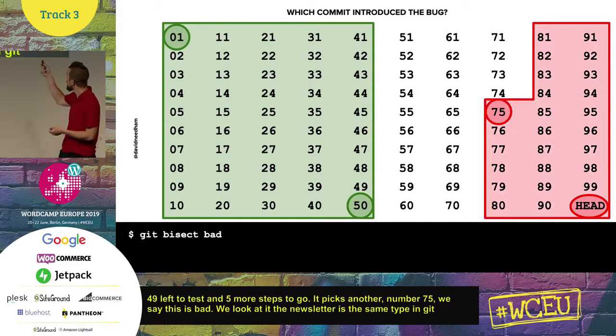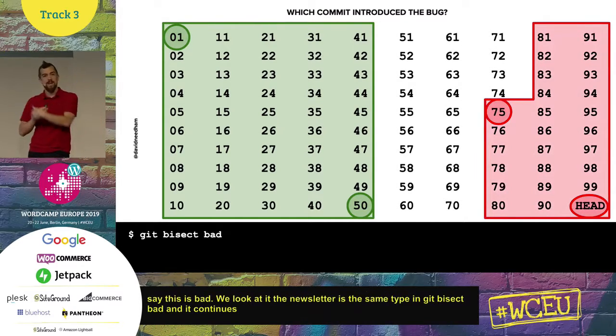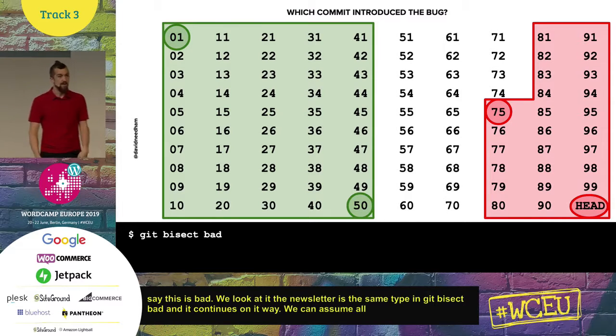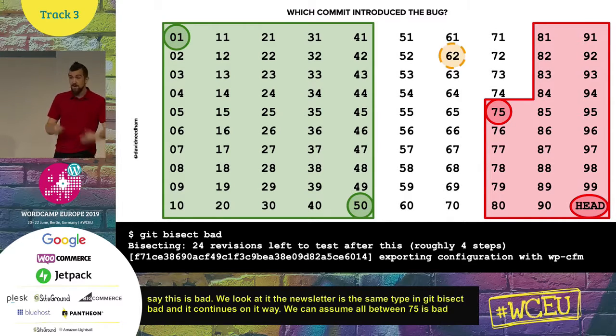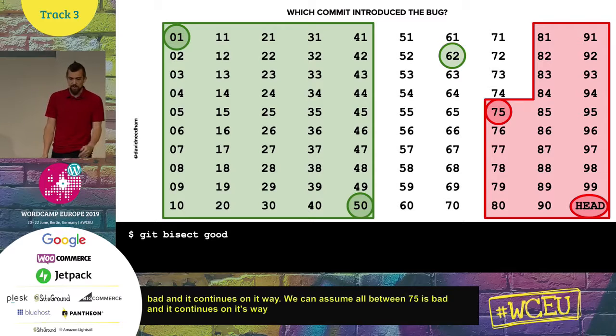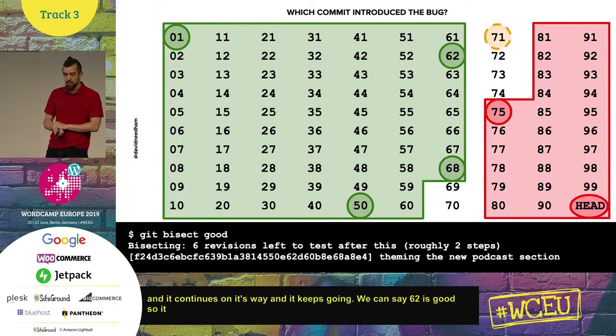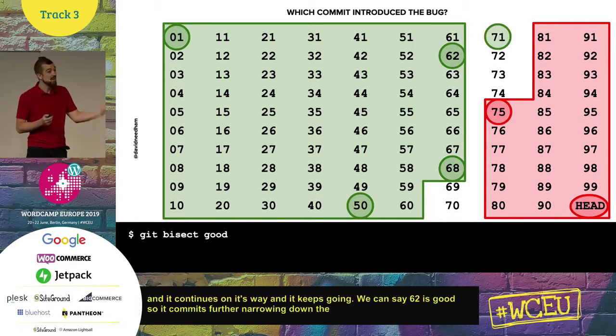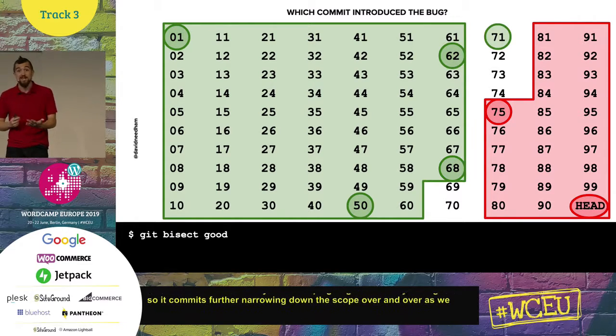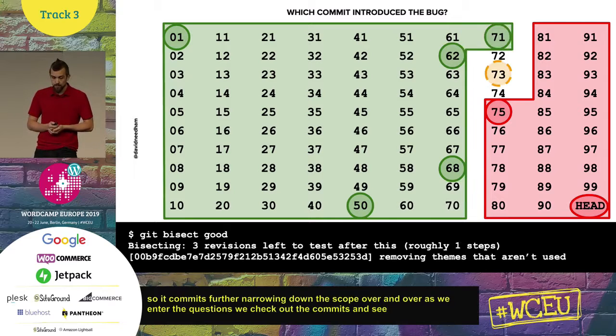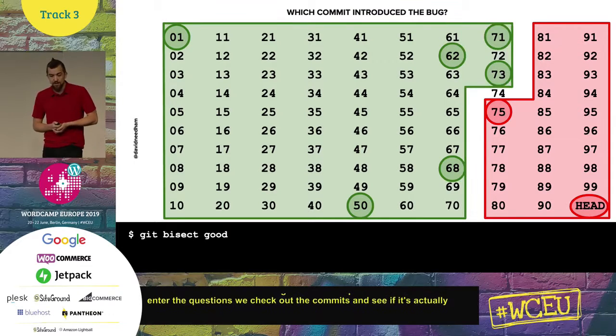We can assume that all of them between 75 and where we were starting is bad, so it marks them all as bad, and it continues on its way. And from there, it just keeps going. We can say, well, 62 is good, so it keeps narrowing down the scope over and over. As we answer these questions, we check out these commits, and we check to see if it's actually working or not. Well, eventually, we get down to one commit.